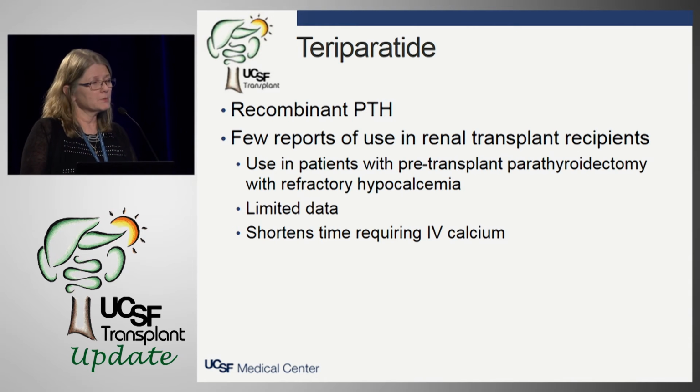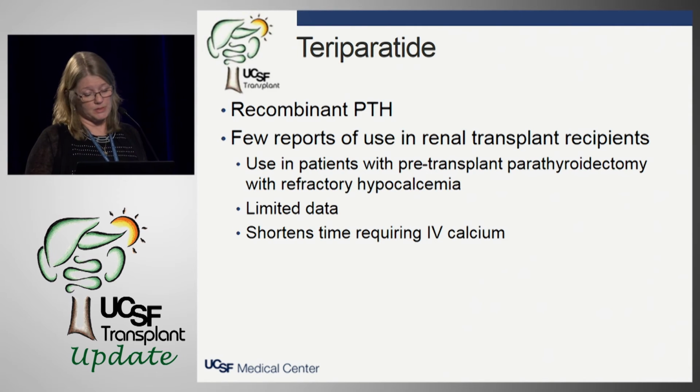Teriparatide, it's a recombinant PTH. There's very few reports of its use in renal transplant patients. I found one case report out of Boston and 2 small case series. It's used in patients with pre-transplant parathyroidectomy who have profoundly low or undetectable PTH with refractory hypocalcemia, and its use has been predominantly in those patients with profound hypocalcemia and one patient who had delayed graft function that was thought to be as a result of calcium phosphorus poor metabolism. Data is limited. Its use did decrease use of IV calcium post-transplant in those studies.